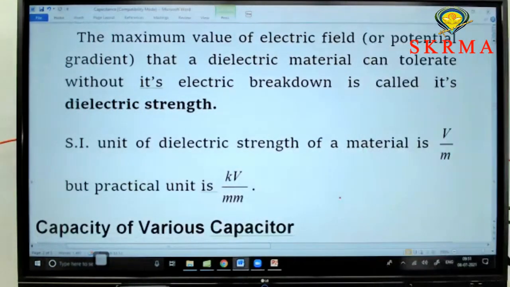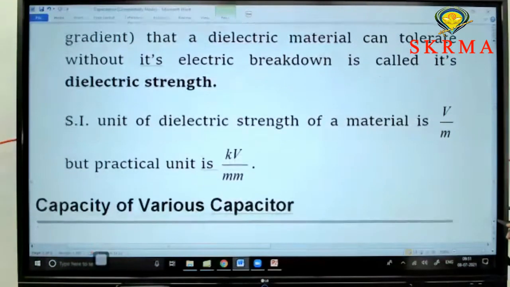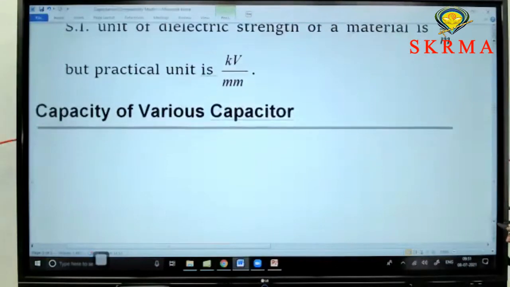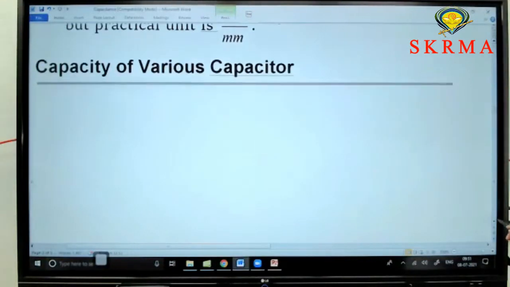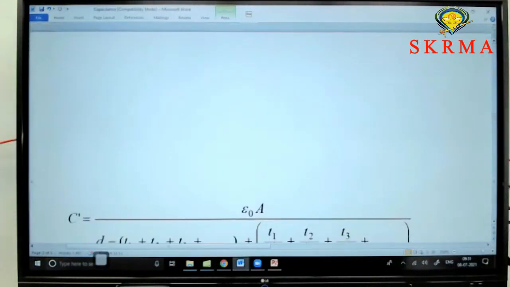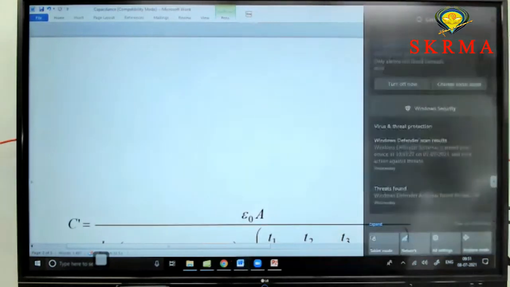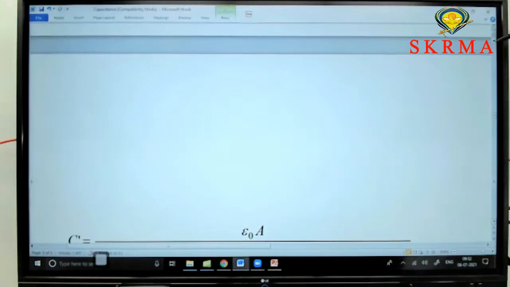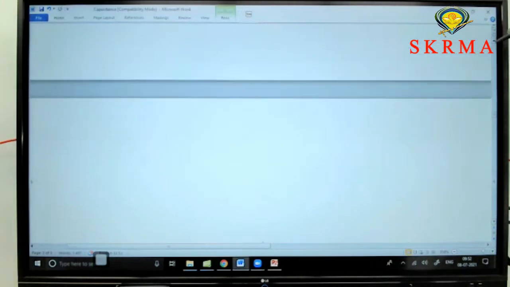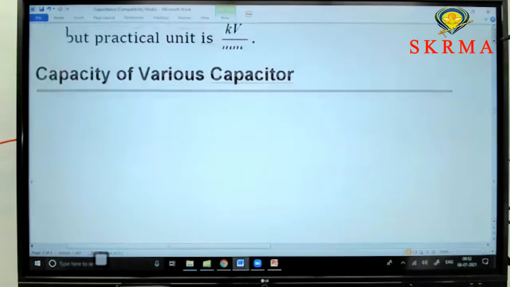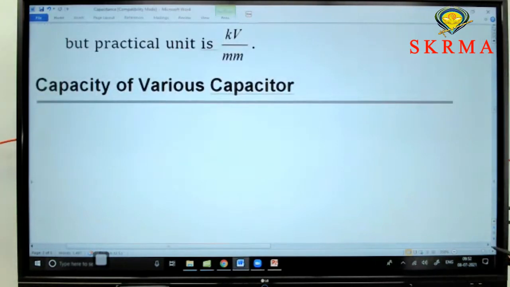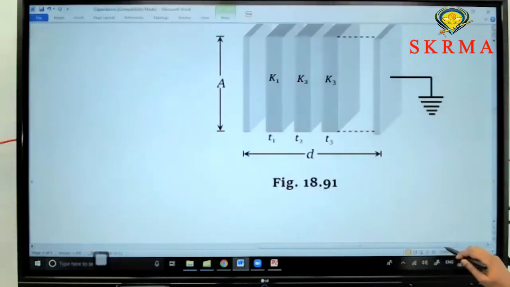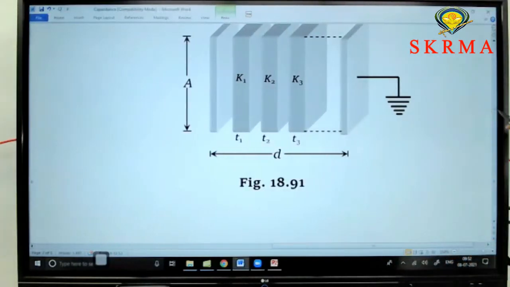Next one: capacitance of different types of capacitors. In this one, what is the first type of capacitor? The first type of capacitor is nothing but the parallel plate capacitor. We need to discuss the parallel plate capacitor.